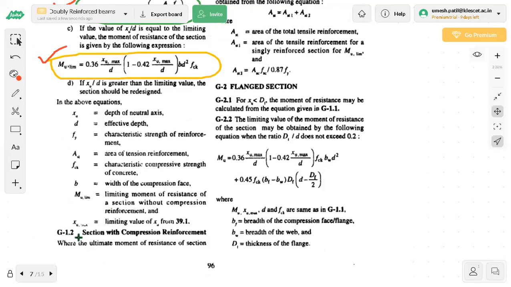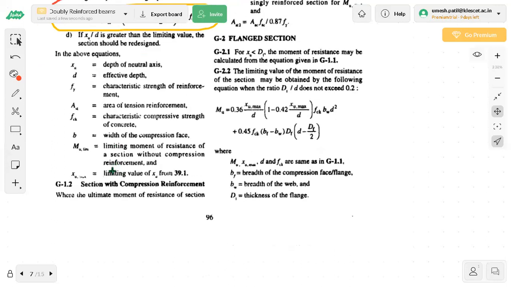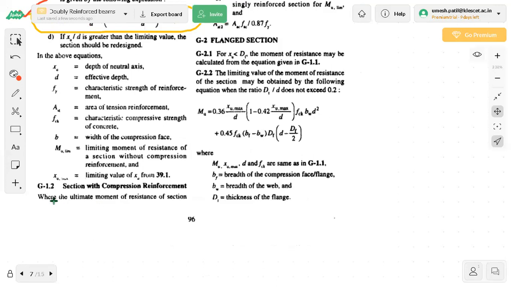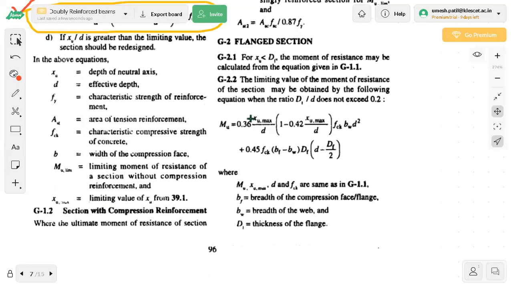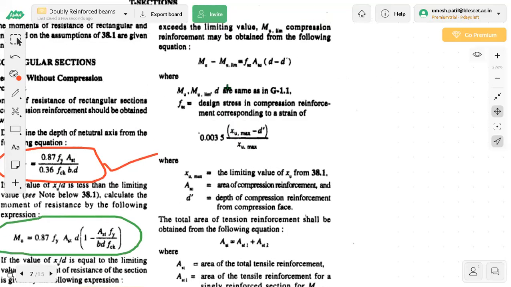G1.2. G1.2 means it is a doubly reinforced section. G1.1 means whatever we discussed is the singly reinforced section. There was no steel in the compression zone. Now here G1.2 is the section with compression reinforcement. So this is G1.2. You have to refer here like this.